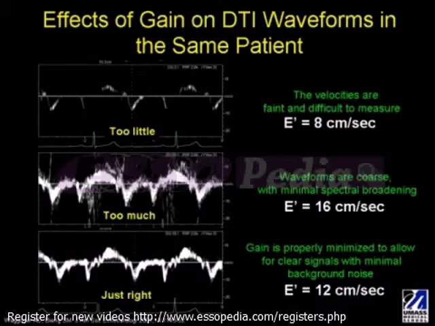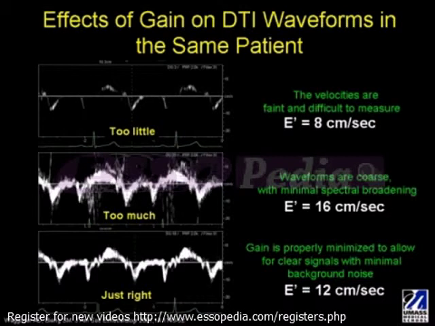Let's now talk about the effects of gain on DTI waveforms in the same patient. You see in this example at the top, the gain is adjusted too low, and you see that although we have a waveform there, the E prime velocity and the other waveforms are faint and difficult to measure. Now, the E prime velocity in this example is 8 centimeters per second. Now, look what happens when you increase the gain or you overgain the image.